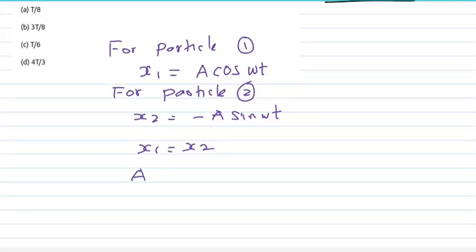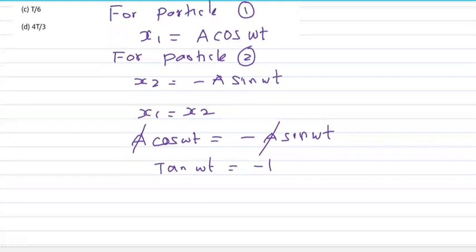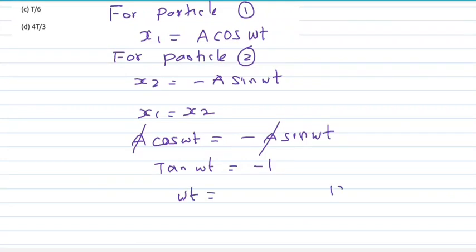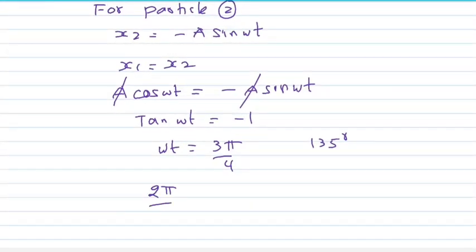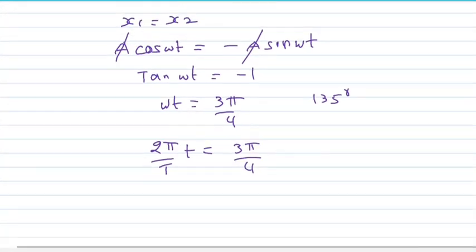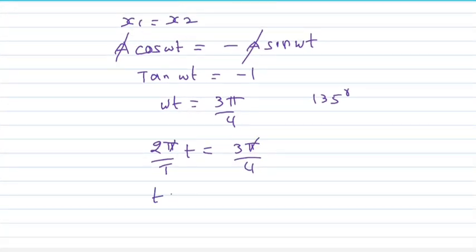So after equating that, I get a cos omega t is equal to minus a sin omega t. So a cancels here. I get tan omega t is equal to minus 1. That means omega t is equal to 135 degrees, again 3 pi by 4. The omega value is 2 pi by capital T into small t is equal to 3 pi by 4. So pi cancels. I'll get t is equal to 3T by 8, which is the answer.